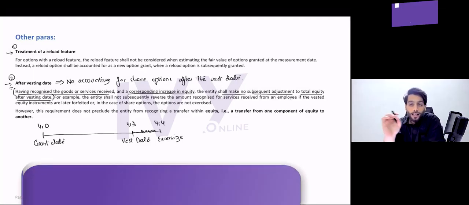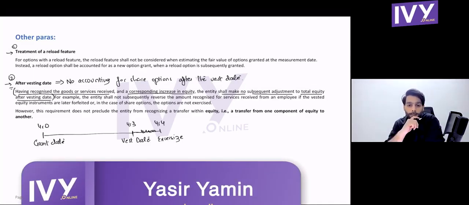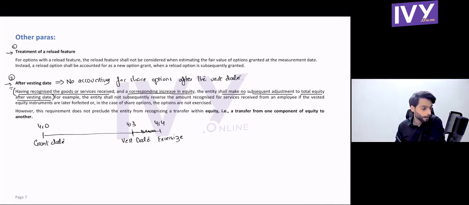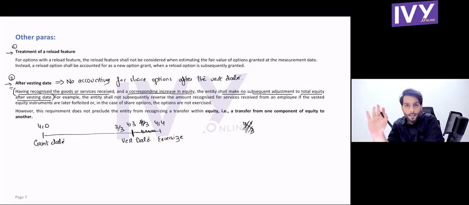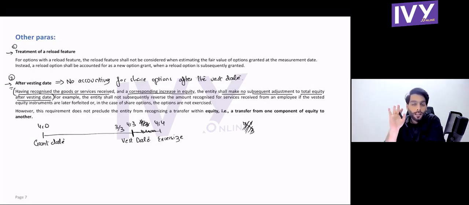The accounting standard says no accounting needs to be done, because the whole of the expense has been booked till here. Fairly obvious, you had done 3 by 3 till here. Obviously you can't do 4 by 3. It doesn't make any sense. You cannot get 4 out of 3. It is mathematically not possible. So there is no accounting after the vest date.